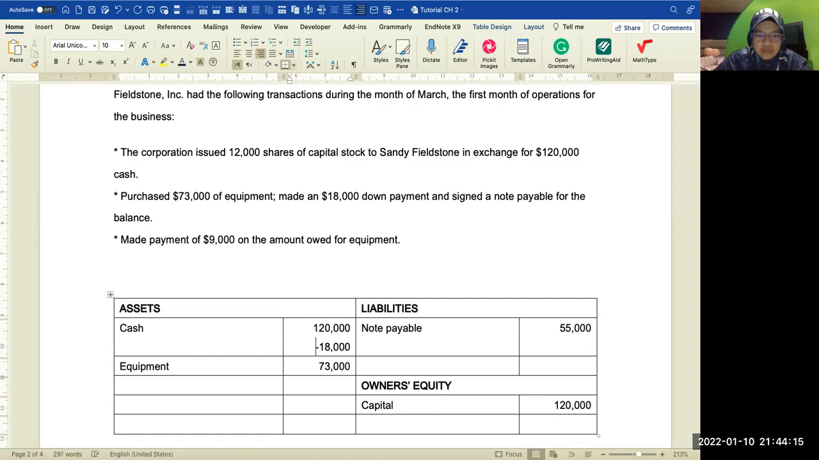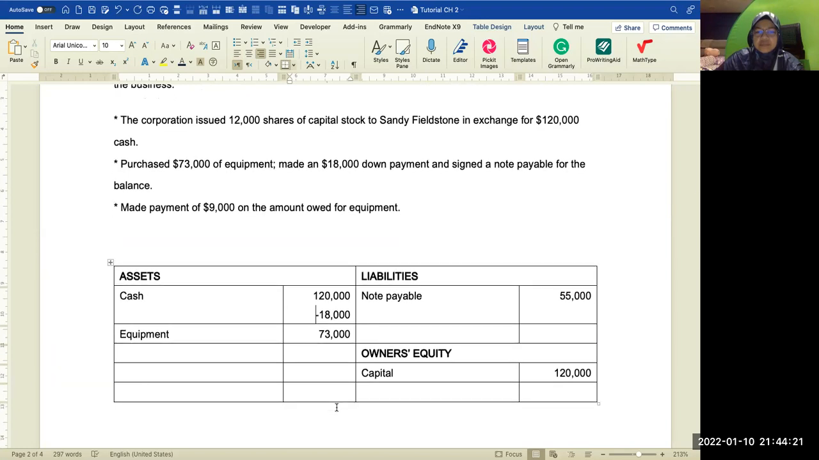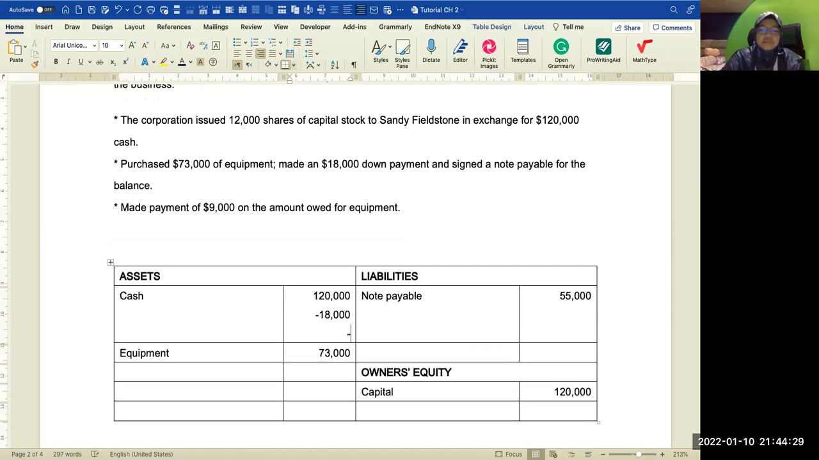Okay, no problem. Next, made payment of 9,000 on the amount owed for equipment. Now again, the cash should be deducted by 9,000 more. And also the note payable should be deducted by 9,000 more, since you made payment on the amount owed for the equipment. So the 55,000 should be minus 9,000. I guess now we are okay with all three transactions.